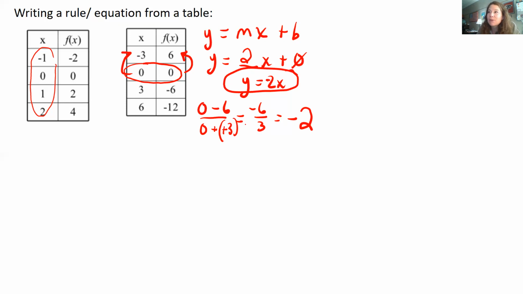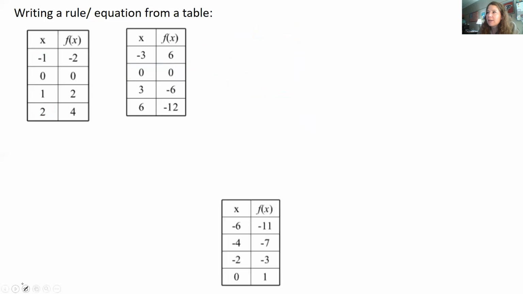One way you can always check your answer is if you plug in these x values and make sure you get the right y values. So if x were negative 3, does negative 3 times negative 2 equal positive 6? Yes, it does. Does positive 3 times negative 2 equal negative 6? Yes, it does. So always go back and check your answer, okay? I'm sorry I messed you guys up.